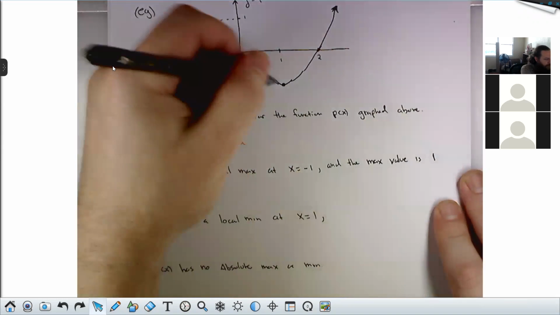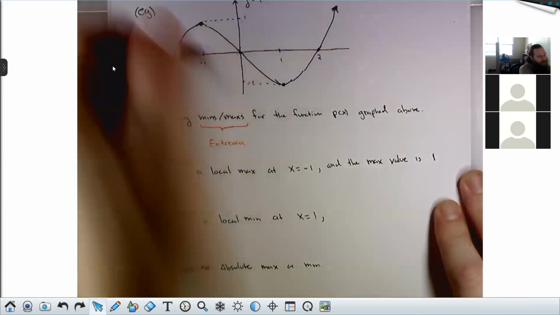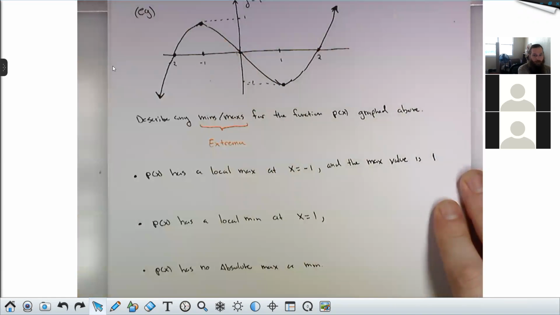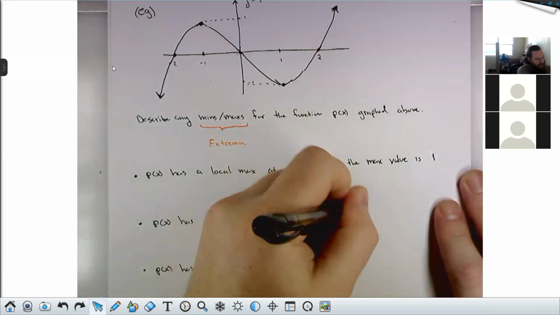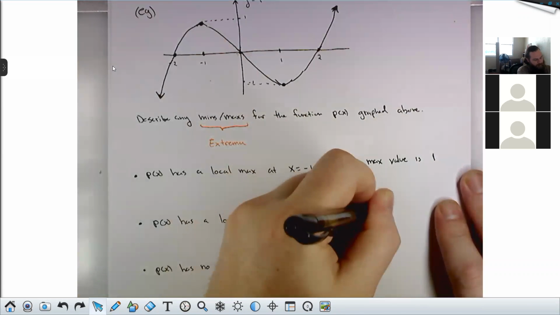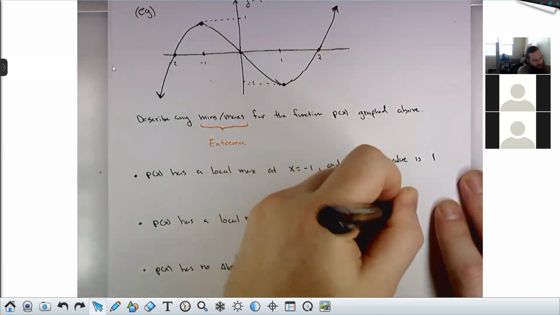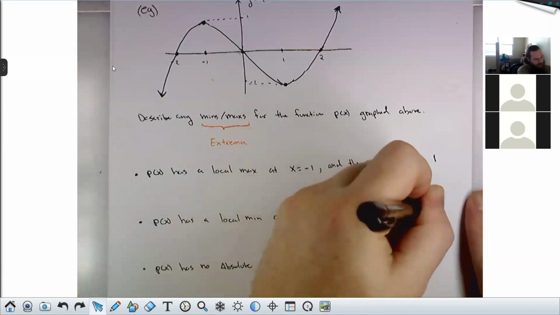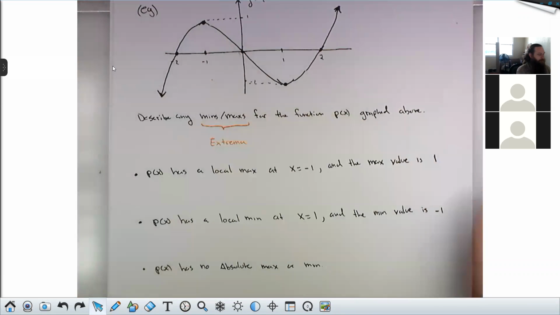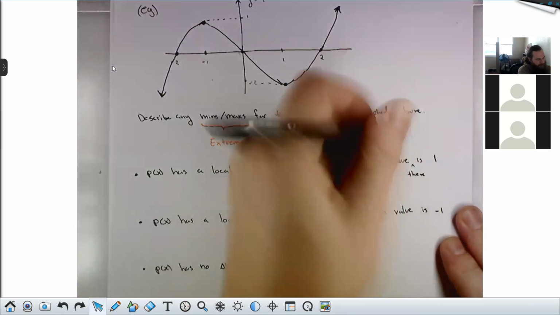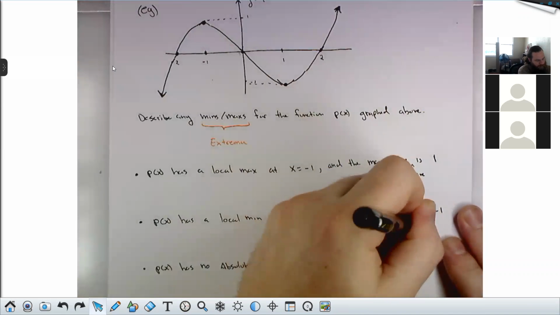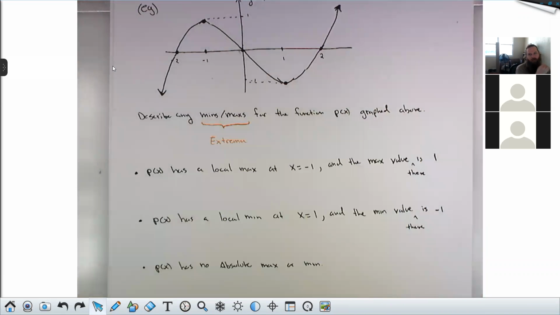And similarly here, when I'm describing this min, it would be nice to tell the reader what the min value is. So I'll say, and the min value is -1. If we wanted to be really careful, we would say the min value, max value there, in case there were other maxes or mins.